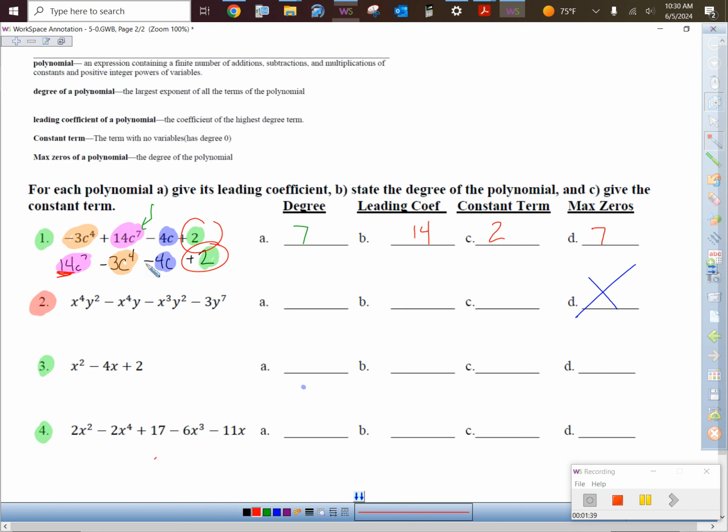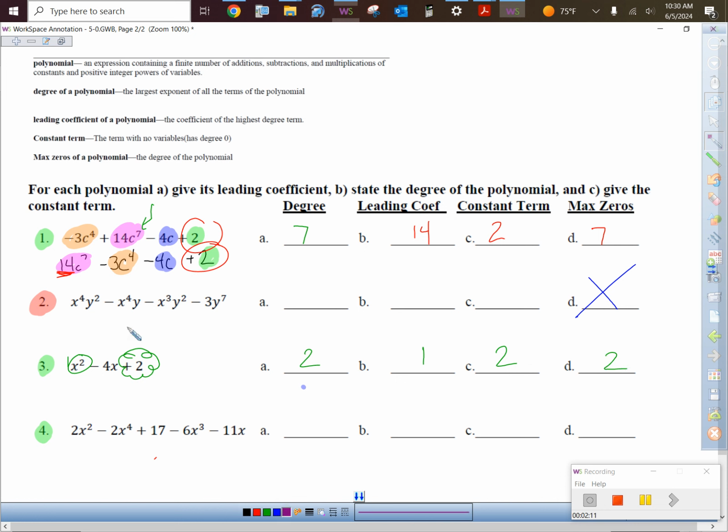So let's kind of jump down to number 3 real quick and just check that guy out. The degree of this guy is a 2. He's the biggest exponent you see on each individual term. The leading coefficient is the number in front of that, which is a 1. The constant term is the guy that has no x's or letters with it whatsoever. And then the max number of zeros is the same as your degree, which is 2.